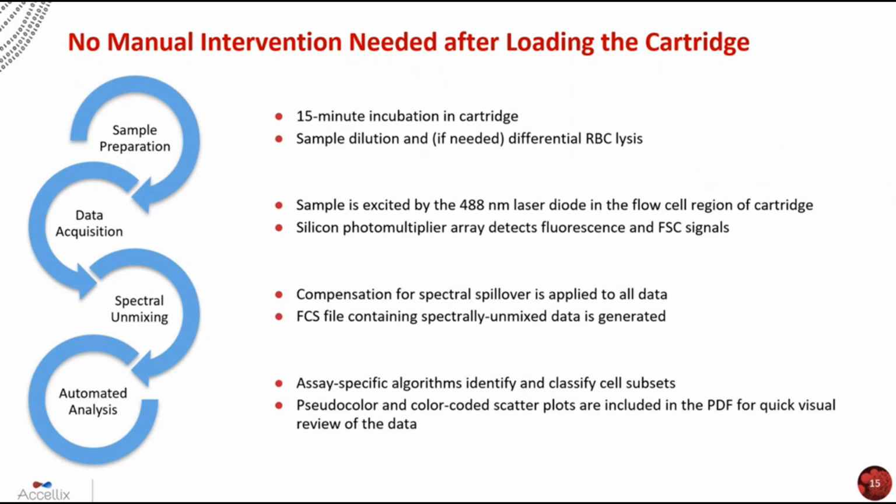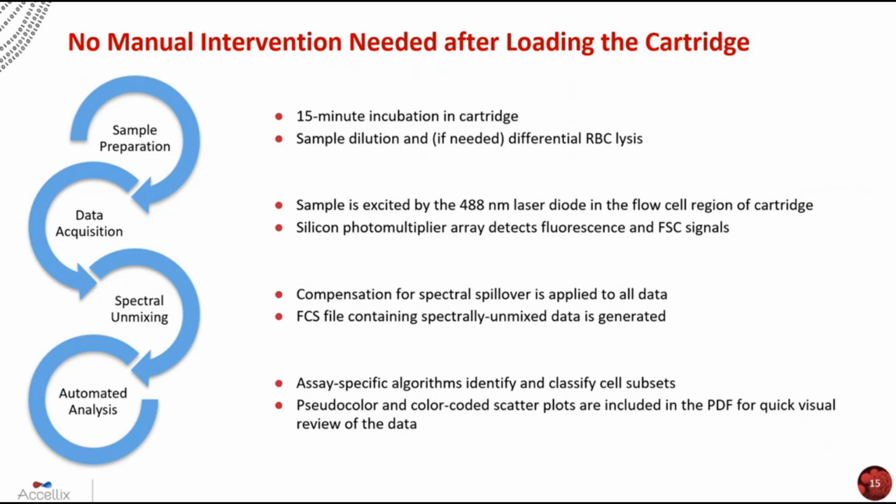So what happens after the loading of the cartridge? There are no more manual interventions, which reduces the variability linked to the testing. There is a 15-minute incubation in the cartridge. The sample is diluted with buffer included in the cartridge and, if needed, differential red blood cell lysis. Then the sample is pushed into the flow cell.